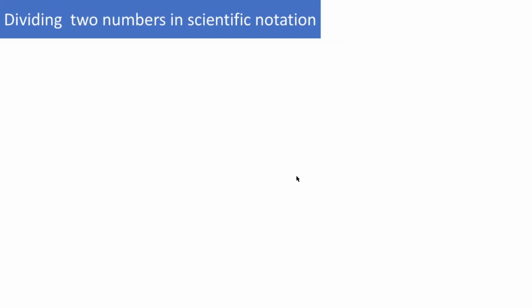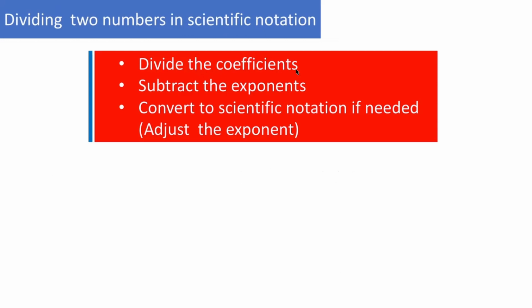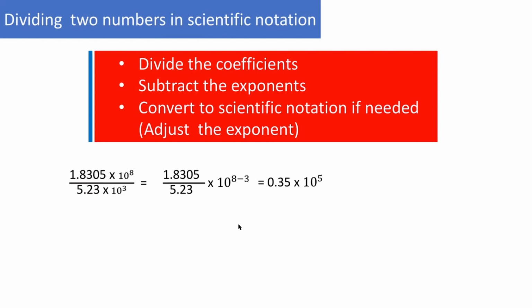Dividing two numbers in scientific notation, you divide the coefficients, subtract the exponents, convert to scientific notation if needed. Here, you need to divide this by this, so divide the coefficients, times 8 minus 3, 8 minus 3. Give you this. This is not in scientific notation. Now I'm moving this to the right, I have to reduce this. Remember the rule. Move this to the right 1 position, reduce this by 1.